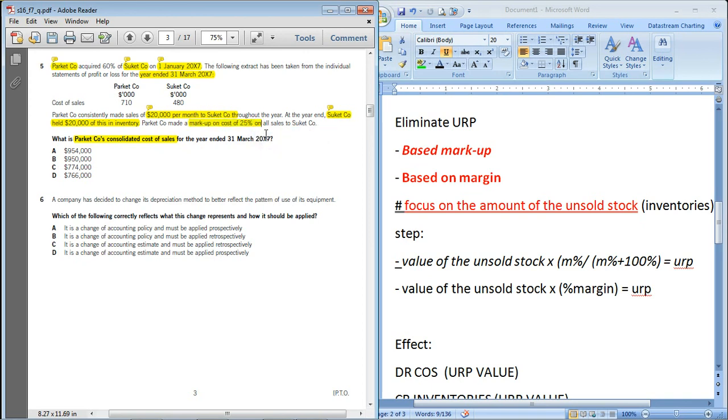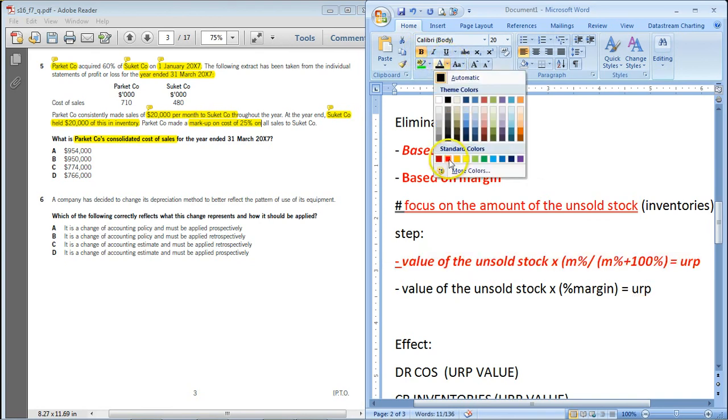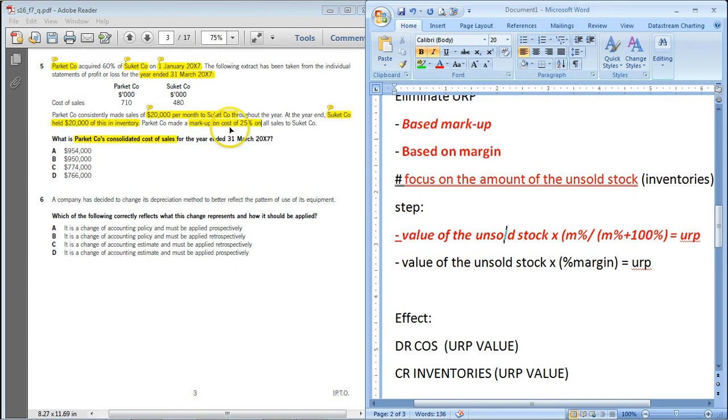So it's a cost of 25% on the sale of Suket company. So you're using a markup on cost, so automatically you are using this URP formula. You see why you're using this? Because the question requires you to use markup on cost.